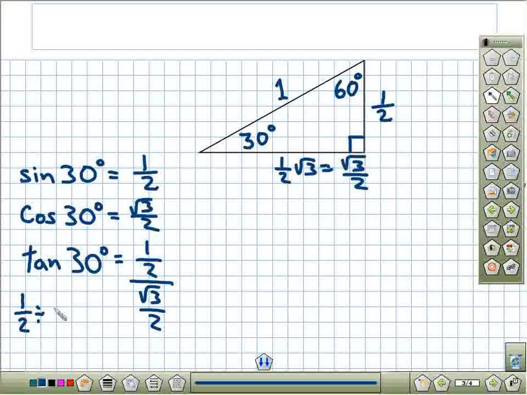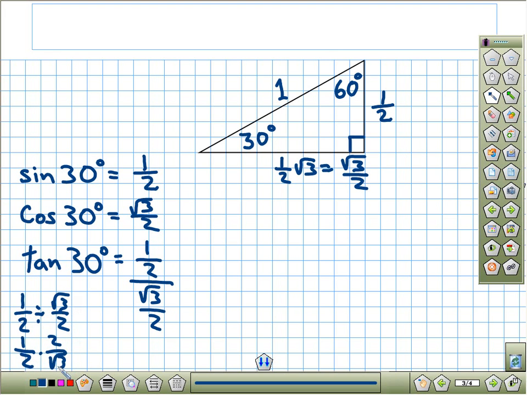What we really have, this is another way to look at it, is 1/2 divided by the square root of 3 over 2. Well, remember, when we're working with fractions, we invert and multiply. So this would be 1/2 times 2 over the square root of 3, right? And the 2's cancel, and you just get 1 over the square root of 3. So that is what this is.